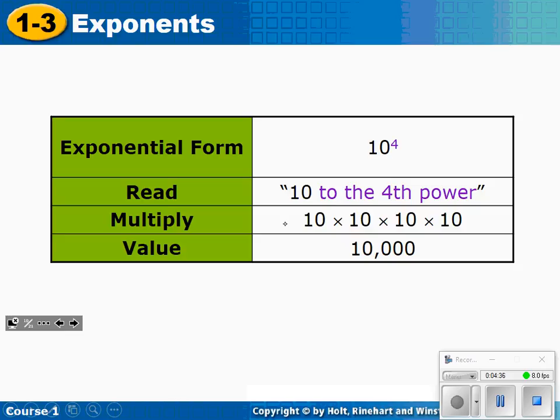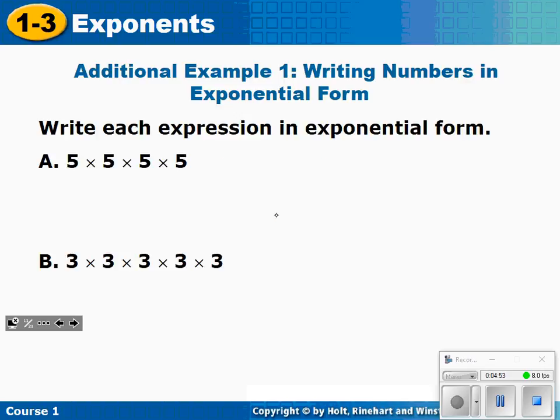Again, 10 to the fourth. This is our base right there, and this number tells us how many times we do it. 1, 2, 3, 4. I hope this is a review. This is a review for you guys, I'm assuming, right? Okay. So we need to write this in exponential form. So it's in expanded form right now.